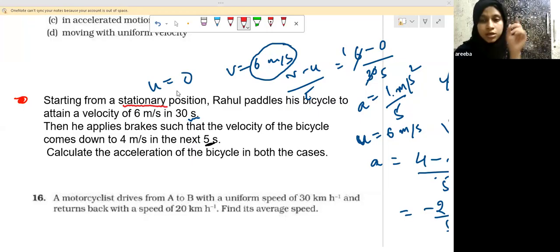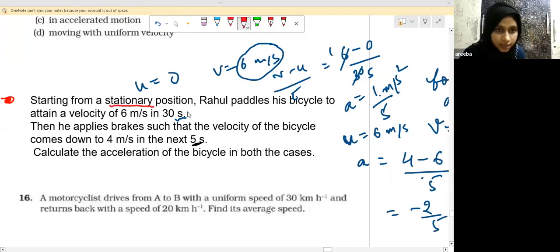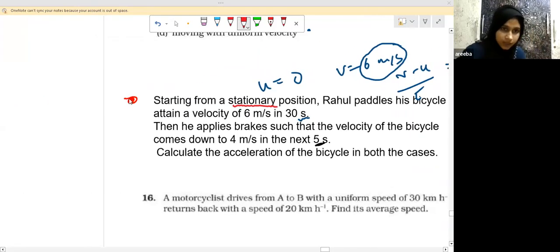Anyways, so first u is equal to 0. That much we know, right? After that, Rahul paddles his bicycle to attain a velocity of this much. That means this is the final velocity. It is the final velocity. For the case 1, this part is case 1. From here to here is case 1.